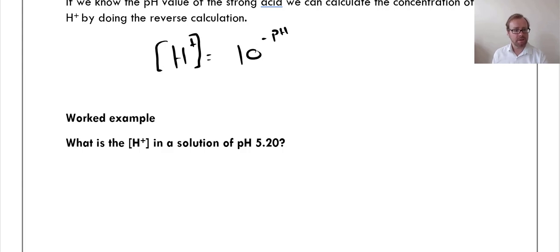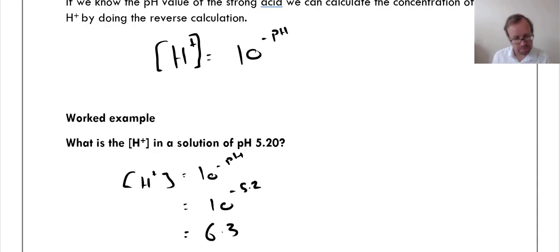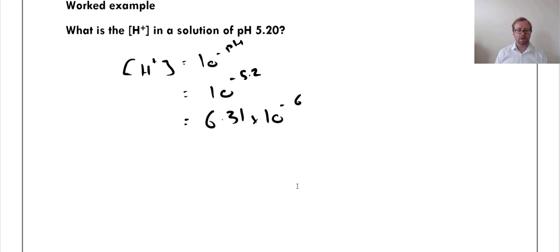So my H+ concentration is 10 to the minus pH, so 10 to the minus 5.2, which gives me a value of 6.31 times 10 to the minus 6. So this is why we calculate pH, because there would be no way we would know that 6.31 times 10 to the minus 6 would be equal to the pH we're given in the question. So that's why we use the pH scale. Okay, if we carry on.